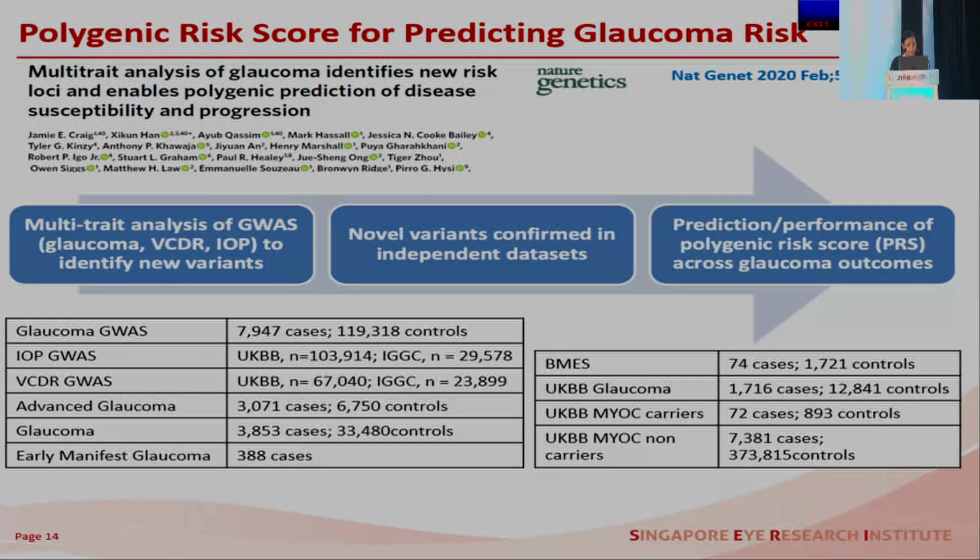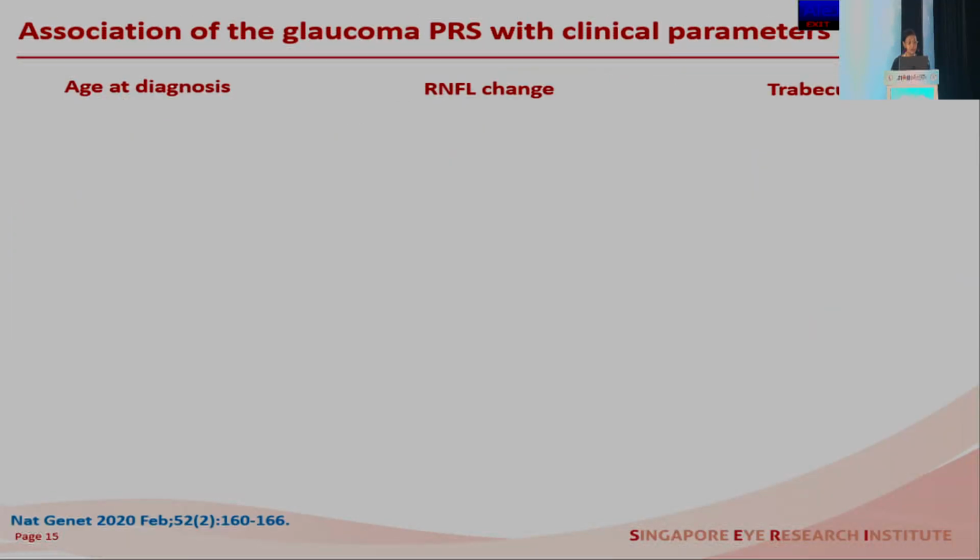So in this paper from Jamie Craig's group, which was published in Nature Genetics in 2020, they described the development of the polygenic risk score for glaucoma, and they utilized a multi-trait GWAS analysis of not just glaucoma, but also the genes for cup-disc ratio and IOP. And they looked at the performance of the polygenic risk score across different glaucoma outcomes, such as the age of diagnosis, the change in RNFL, and the likelihood of trabeculectomy.